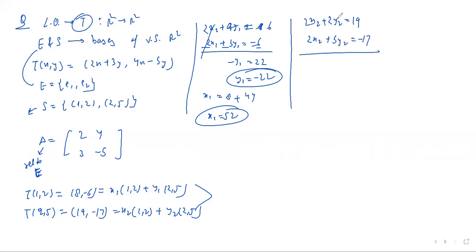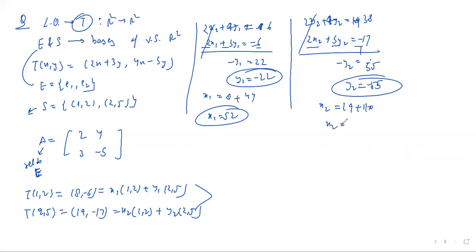Okay, multiply the first by 2, which gives 2x2 plus 4y2 equals 38, and then subtracting, this will be cut, and minus y2 equals plus 55. So y2 is equal to minus 55, and x2, if you apply this, would be x2 equals 19 plus 110 minus 55, which gives x2 equal to 129. Okay, so this is what I got.